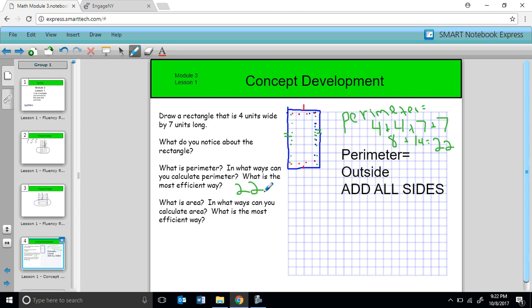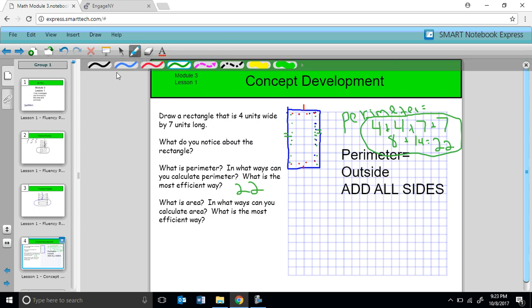It says what is the most efficient way. I would argue that this is, but any way that you can add and you get the right answer is your efficient way. So if you wanted to add 7 plus 4 is 11, 7 plus 4 is 11, 11 plus 11 is 22, you can do that because that's how you were able to figure it out in your head. You don't have to do it Mrs. Kohler's way. You just have to come to the right conclusion.